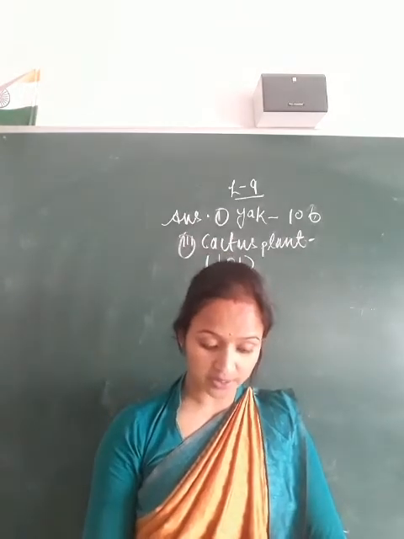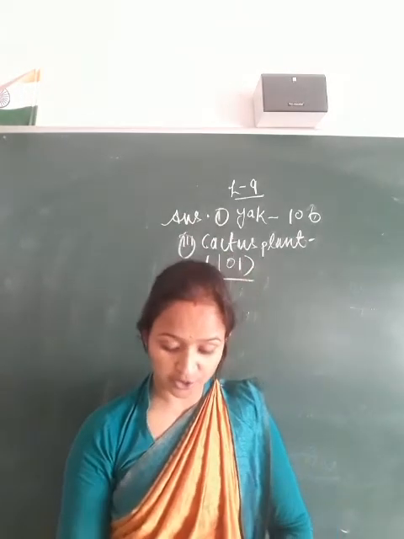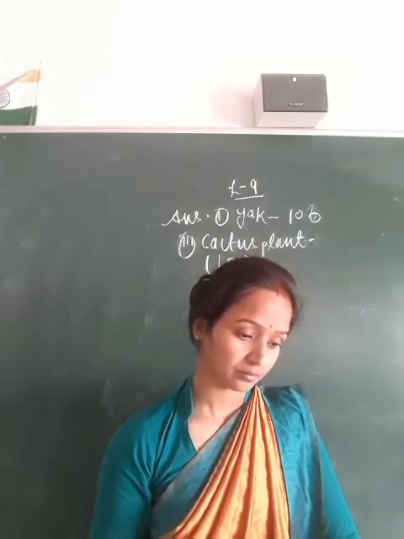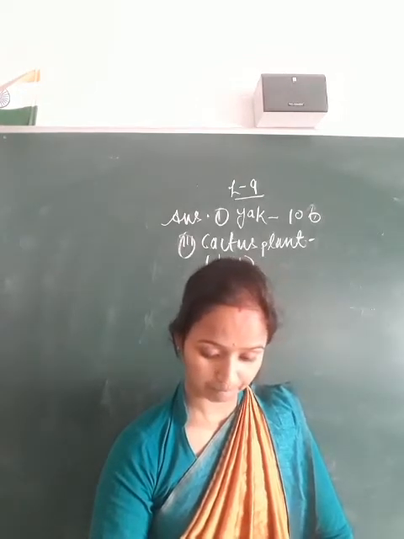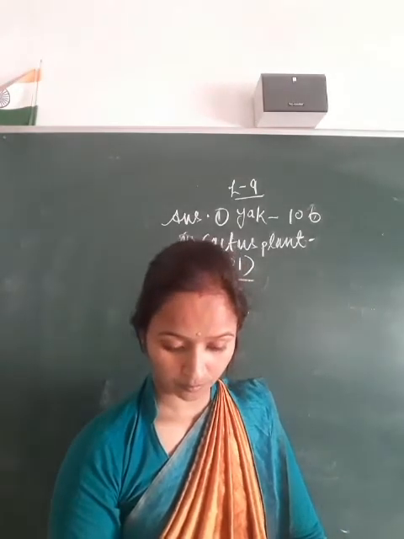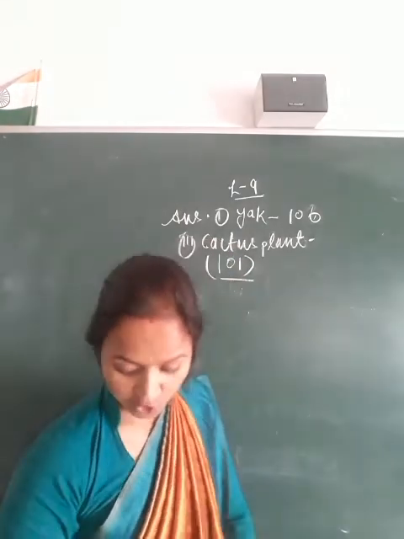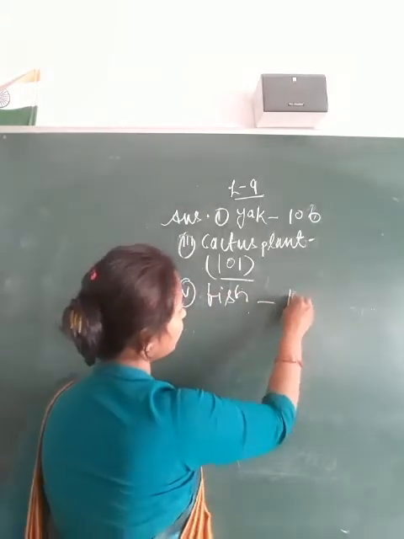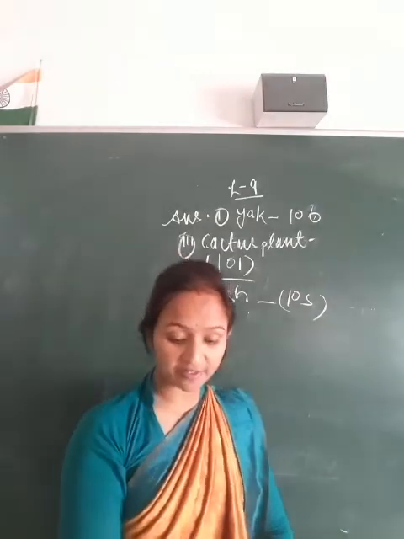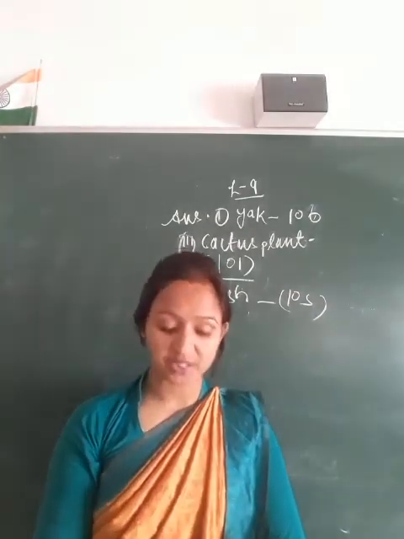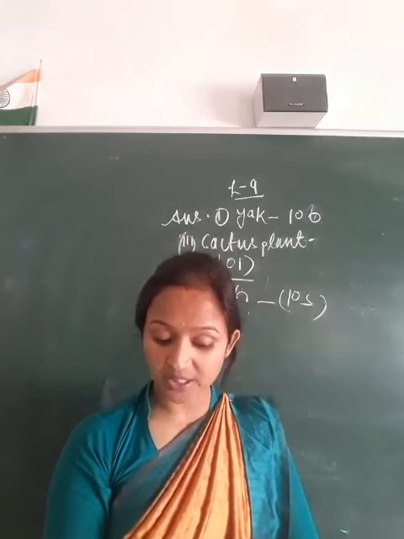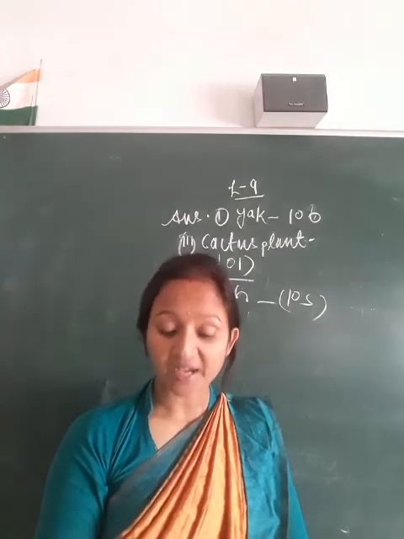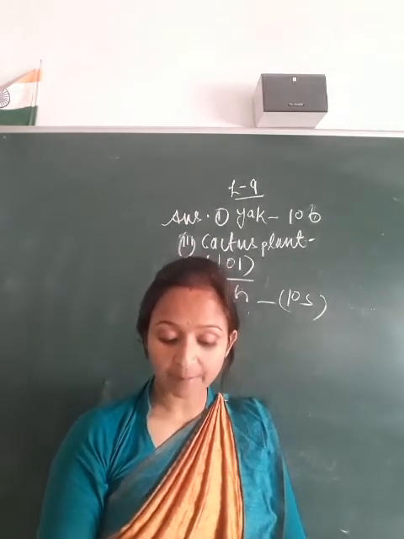Now next, adaptations in the fish. Which kind of adaptations are present in the fish? The fourth one is the fish. Page number 105. You have to write from page number 105. Animals like fish have a streamlined body. Such a body reduces friction and helps in swimming. And fins of fish help in swimming.